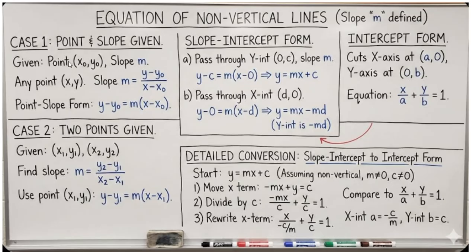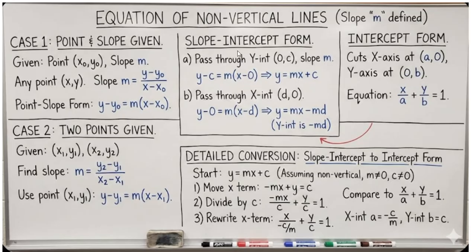One thing: if a point and slope are given, we know that m is equal to... take x0, y0 as any point and m as the given slope. The slope can be written as y minus y0 divided by x minus x0. From that we can develop the relation y minus y0 is equal to m into x minus x0.